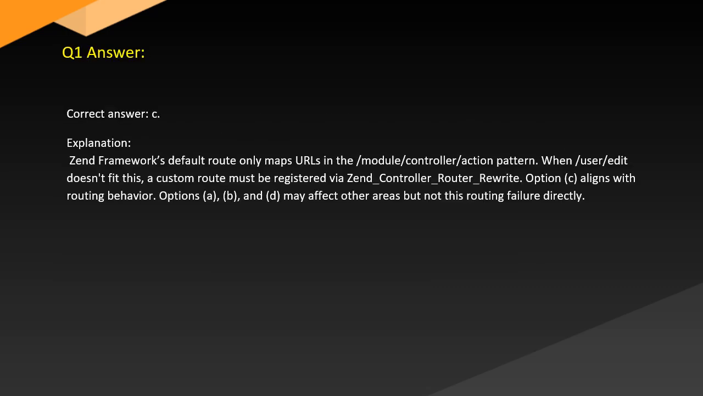Answer. Correct answer: C. Explanation. Zend Framework's default route only maps URLs in the modular controller action pattern. When user edit doesn't fit this, a custom route must be registered via Zend controller router write. Option C aligns with routing behavior. Options A, B, and D may affect other areas, but not this routing failure directly.